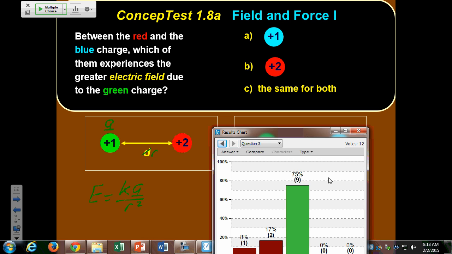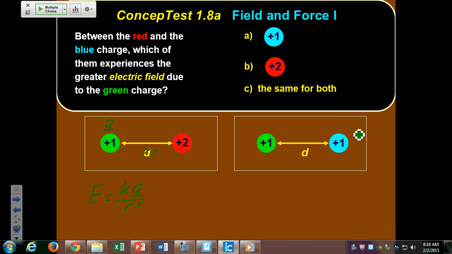All right, good. You experience the same electric field. The electric field doesn't matter what this charge is. Now this charge is going to affect the overall electric field, but not the electric field due to this charge. So the electric field due to this charge will be the same at that point, distance d from the green charge.